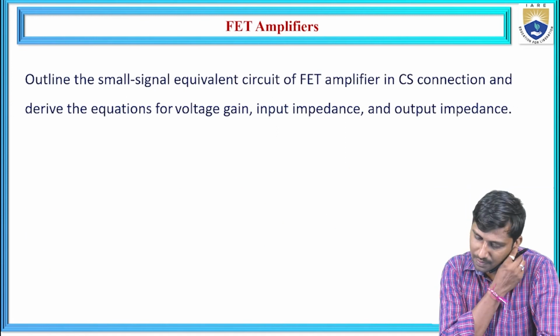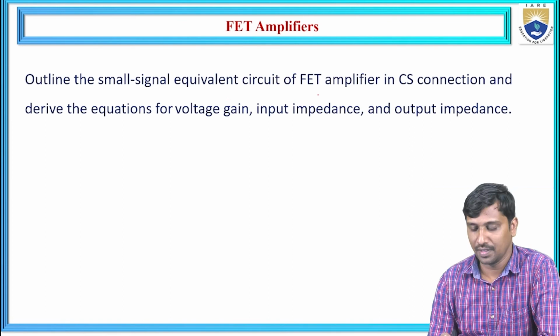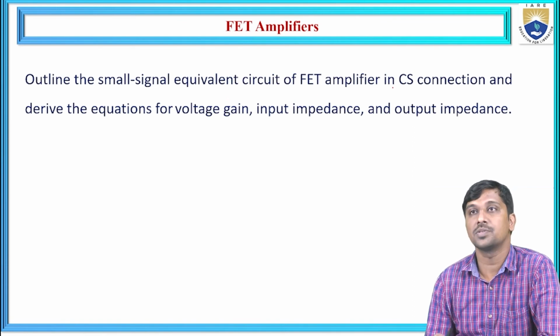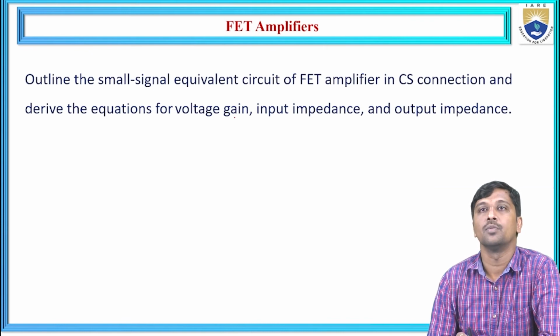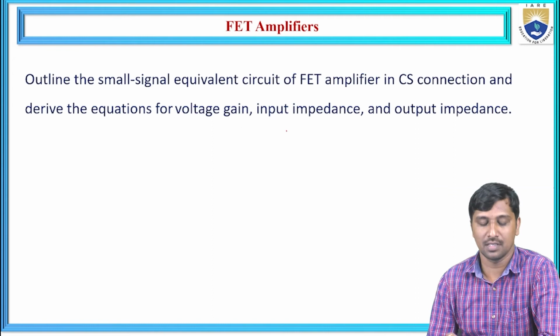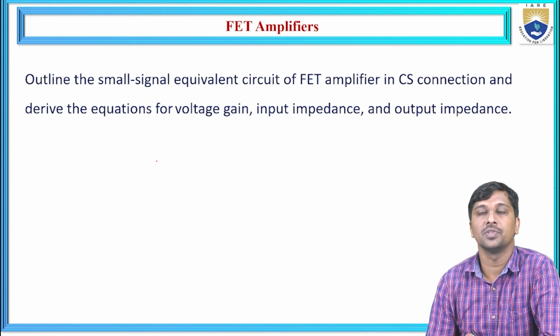Now similar to that, outline the small signal equivalent circuit of FET amplifier in a common source connection and derive the expression for voltage gain, input impedance, and output impedance. If you want to attempt this question, first you can draw the small signal model of JFET amplifier under this common source connection.